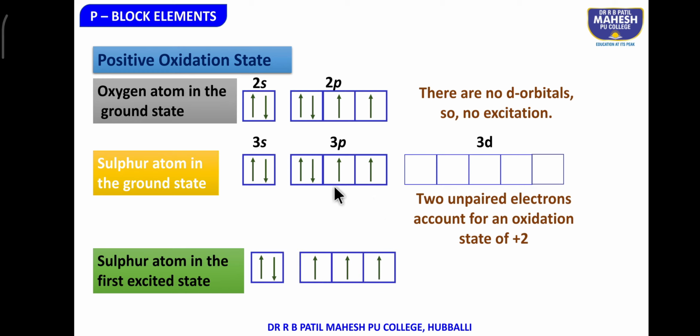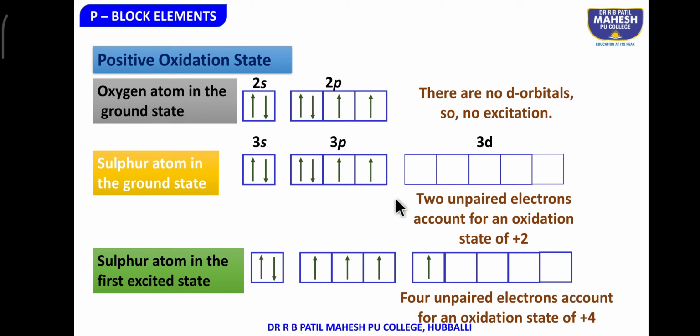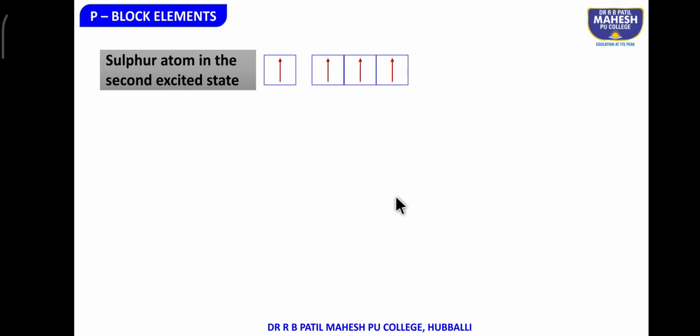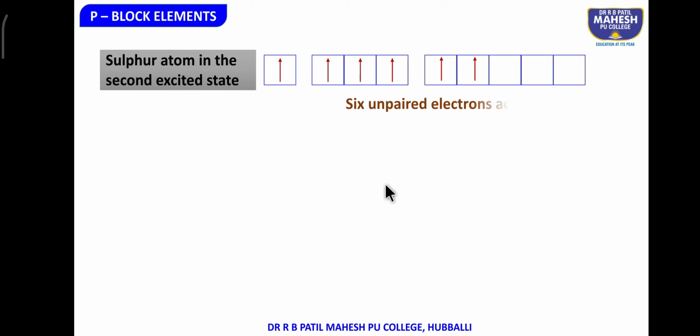In the excited state, this paired electron shifts to d. Four unpaired electrons account for the oxidation state of +4. Similarly, that s electron can also shift, hence 6 unpaired electrons account for the oxidation state of +6.